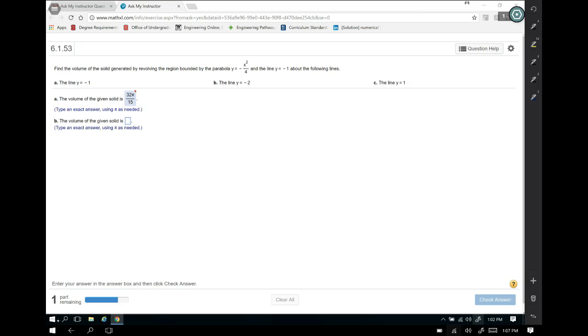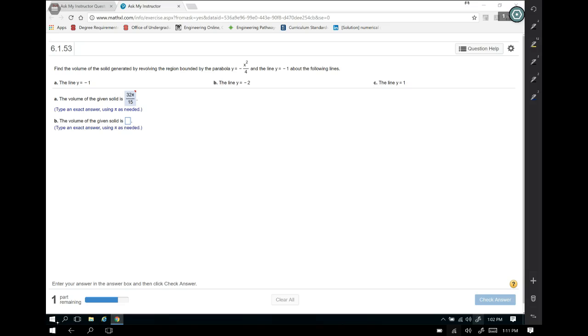All three of the problems here in this MyLabs Plus example are going to be very, very similar. They all deal with the same region. They just ask you to rotate it around a different line, but all the lines are horizontal, so the way that we're going to do them are all going to be very similar.